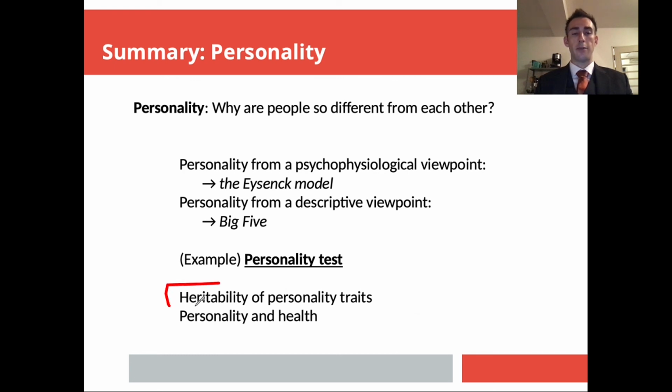Then next we talked about heritability of personality traits. Personality traits were affected by your genes, but not by the birth order of siblings, whereas intelligence was affected by birth order and also by genes. And finally, we talked about the effect of personality on health. So specifically, personality could affect, for example, the risk of coronary heart disease based on its connection with stress responses. So that's all for today.